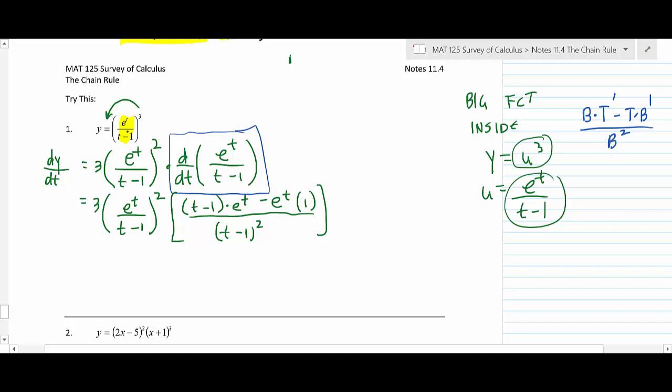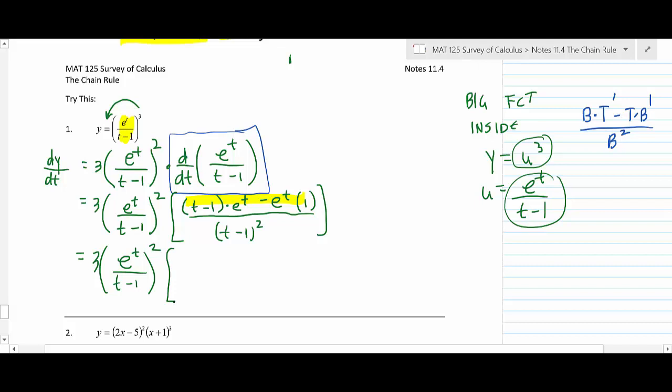Now, let's see what algebraic simplification you can do. If you look at this part right here, you've got two choices. You could distribute the e to the t through, or you could factor an e to the t out. It doesn't really make any difference which way you approach that. So I'm going to go ahead and do this like this. I'll have 3 e to the t over t minus 1 to the second for now. And then let's go ahead and factor out an e to the t.